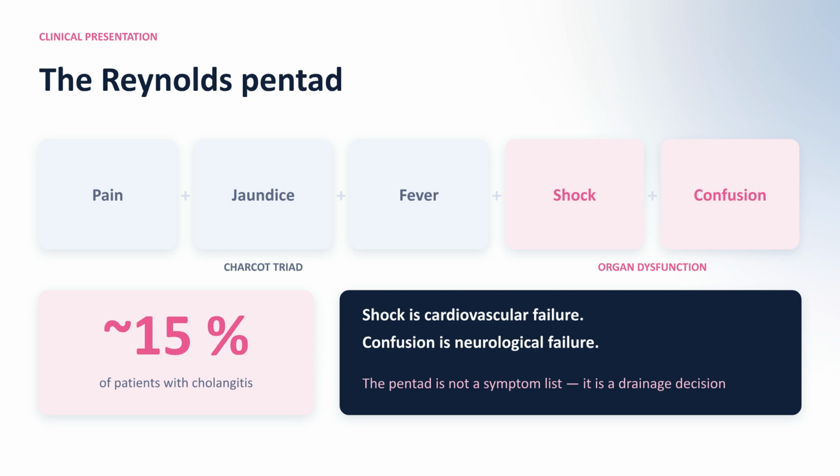The Reynolds Pentad adds 2 more findings to the triad: shock and altered mental status. Pain, jaundice, fever, low blood pressure, and confusion. It appears in about 15% of patients. Understand what those 2 extra findings actually mean. They are not extra symptoms. They are organ dysfunction. Hypotension is cardiovascular failure. Confusion is neurological failure. A patient with the full Pentad is in septic shock from an infected obstructed duct.